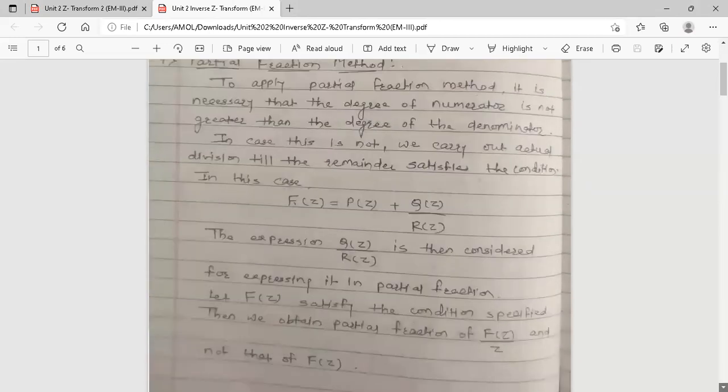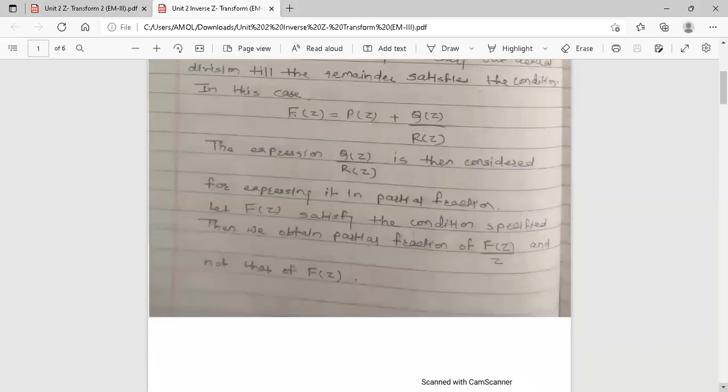In this case, we perform the actual division, and the formula for the actual division is f of z equals p of z plus q of z upon r of z. This is the formula. The expression q of z upon r of z is then considered for expressing it in partial fractions. Let f of z satisfy the specified condition. Then we obtain the partial fraction of f of z upon z and not that of f of z.